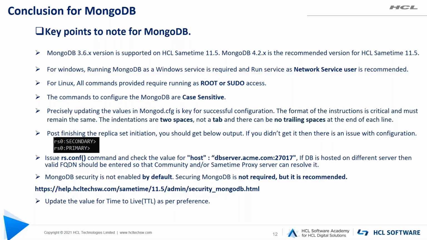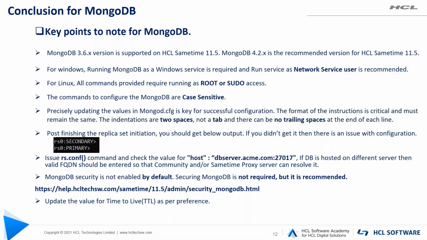Now, how to verify the configuration? Just issue the command rsconf and check the value for the host parameter. There are a number of parameters shown on rsconf, but the most relevant is the host parameter. In the event that the DB is hosted on a different server, then the FQDN should be put in the config file. And that particular FQDN should be traceable by the community and proxy server.